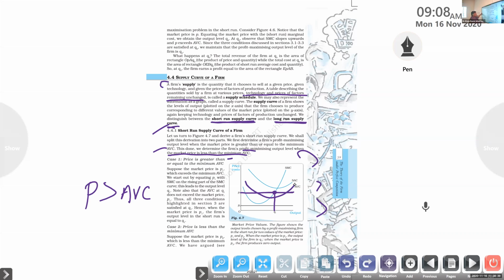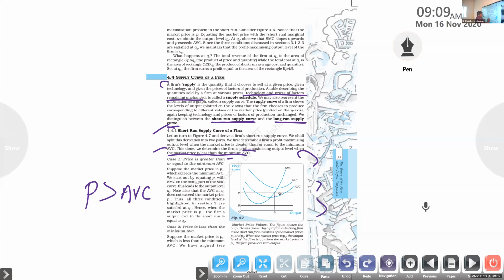With P equal to SMC on the rising part of the SMC curve, this leads to the output level Q1. Note also that AVC at Q1 does not exceed the market price P1. Thus, all three conditions highlighted in section 3 are satisfied at Q1. We already studied that, the profit maximization conditions. Hence, when the market price is P1, the firm's output level in the short run is equal to Q1.